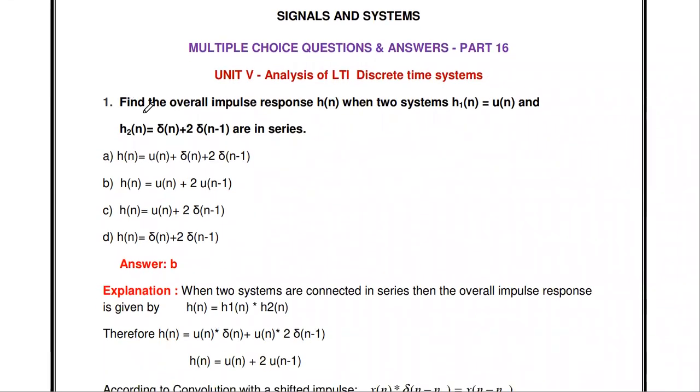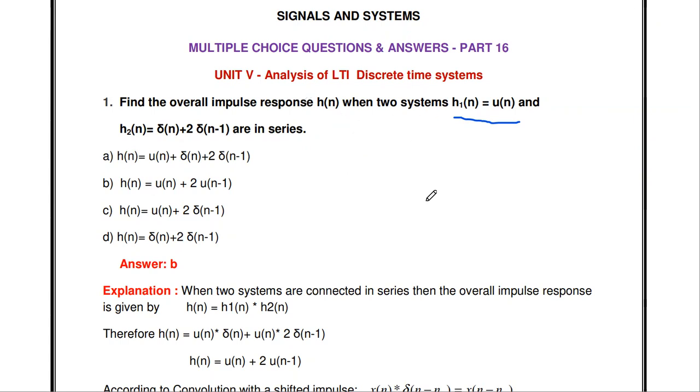The first question is: find the overall impulse response h of n when two systems, h1 of n is equal to u of n and h2 of n is equal to del of n plus 2 into del of n minus 1, are in series. In the previous video we discussed the overall impulse response when two systems are connected in cascade and in parallel. Using that, this is the problem.